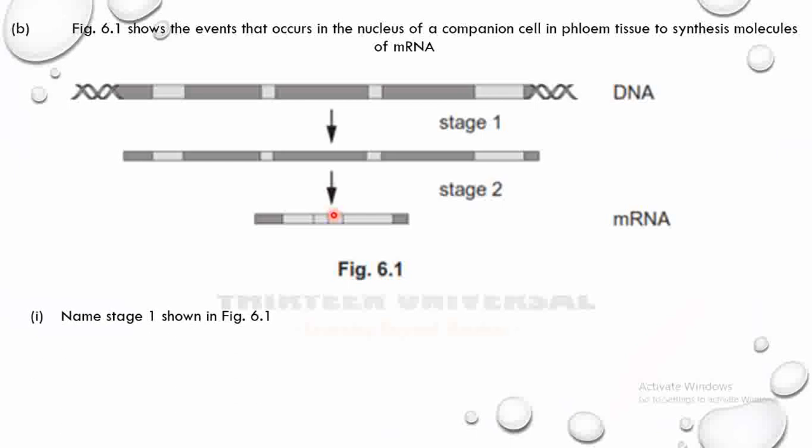So let's find out. Name stage 1 shown in Fig 6.1. Pause the video and name it. If I'm using DNA to form a single-stranded molecule, this should be transcription. So DNA is used to synthesize RNA, but the first product is the primary transcript, before something happens to form mRNA. So that's transcription.